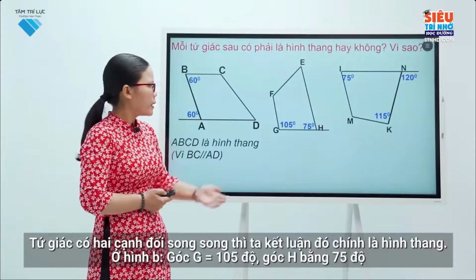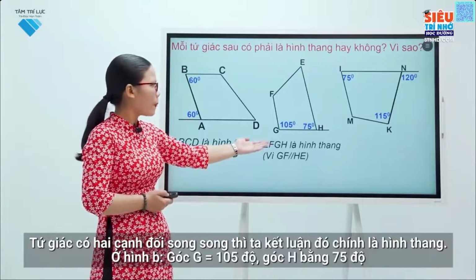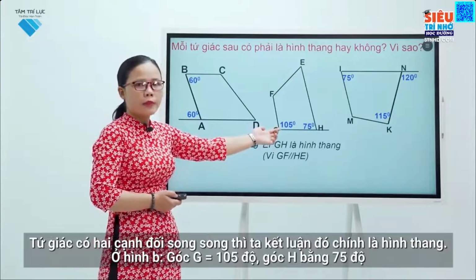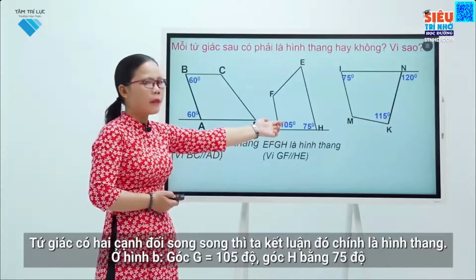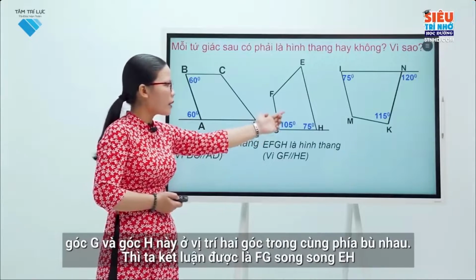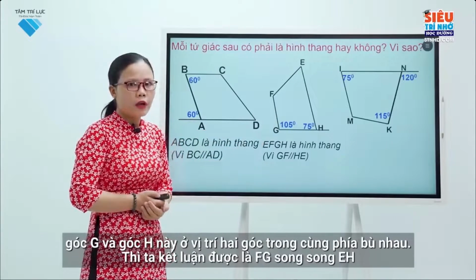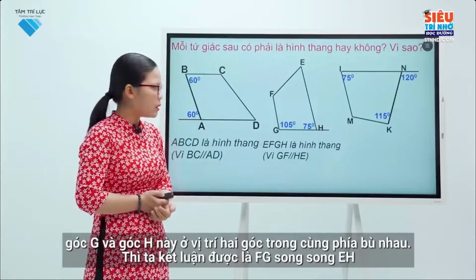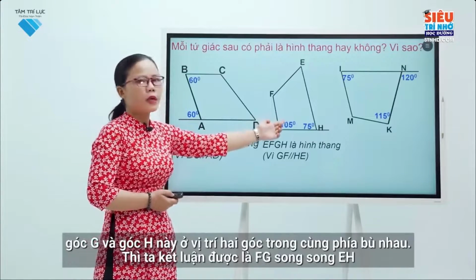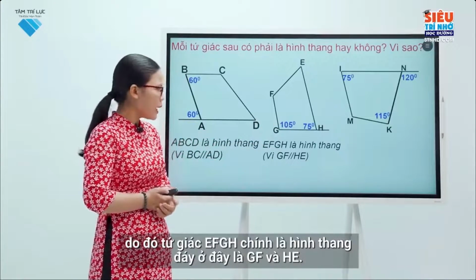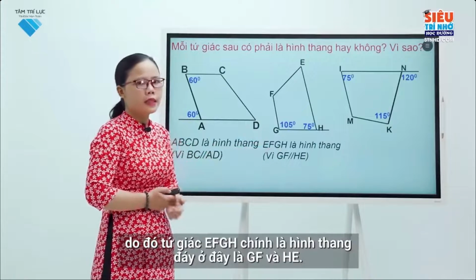Figure B. Angle G equals 105 degrees and angle H equals 75 degrees. They are supplementary angles. We conclude that GF is parallel to EH, so EFGH is a trapezium. The bases are GF and HE.